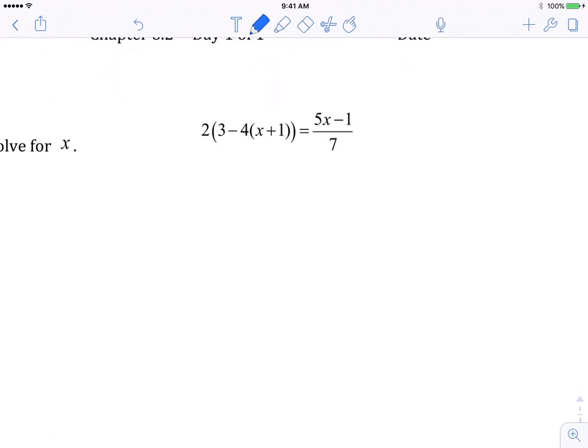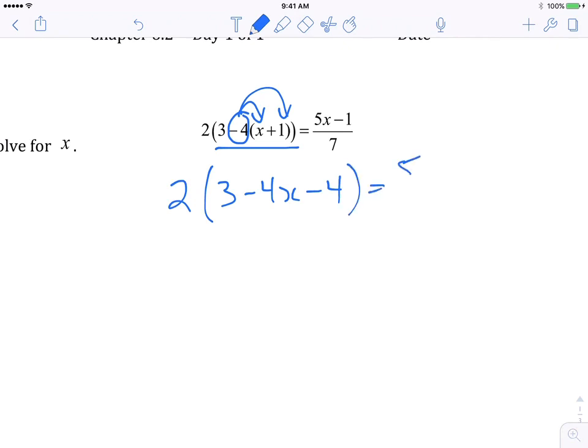Here we have what's called nested brackets, and we want to work from the inner brackets first, following BEDMAS. So we'll keep the 2 outside, since we know we'll have to distribute that 2 eventually. We distribute a negative 4 times x and negative 4 times 1. Negative 4 times x is negative 4x, and negative 4 times a positive 1 is negative 4. I'll leave the right side of the equation alone.